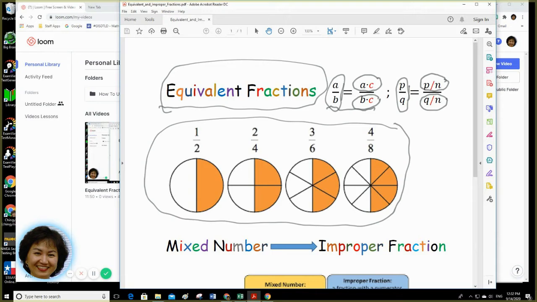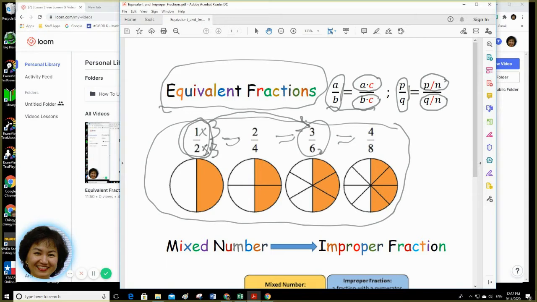It shows 1/2 equals 2/4 equals 3/6 equals 4/8. Take these two as an example, 1/2 and 3/6. All we do is multiply 1 by 3, multiply the bottom 2 by 3 also. So multiply the same number to top and bottom, we get the same value.